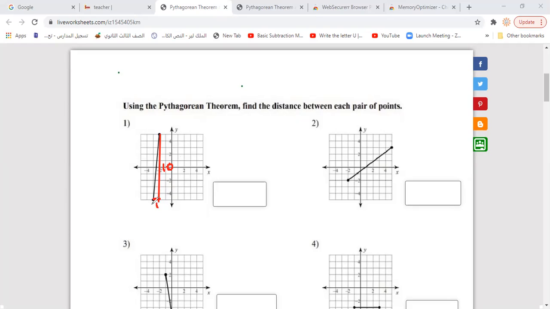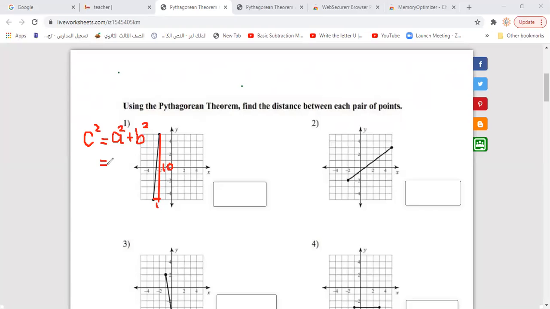Then we will use the Pythagorean theorem. This is A and this is B. Do you remember the formula for the Pythagorean theorem? C square equal A square plus B square, right? Plus B to the power of 2.